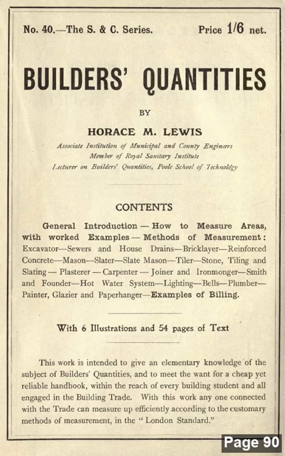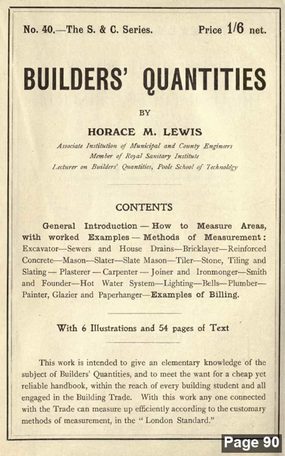No. 40. The S and C series. Price 1/6 net. Builders' Quantities by Horace M. Lewis, Associate Institution of Municipal and County Engineers, member of Royal Sanitary Institute, lecturer on Builders' Quantities, Poole School of Technology. Contents: general introduction, how to measure areas, worked examples, methods of measurement. Excavator, sewers and house drains, bricklayer, reinforced concrete, mason, slater, slate mason, tiler, stone, tiling and slating, plasterer, carpenter, joiner, and ironmonger, smith and founder, hot water system, lighting, bells, plumber, painter, glazier, and paper hanger. Examples of billing.